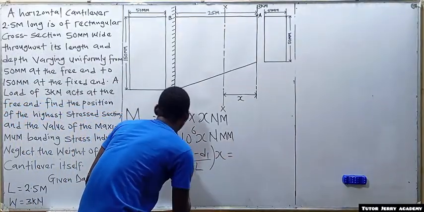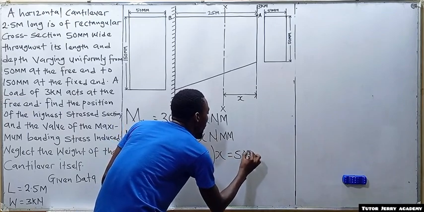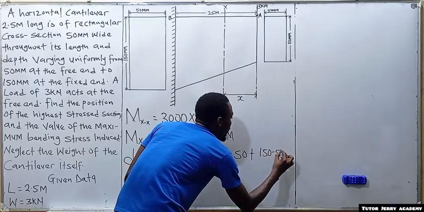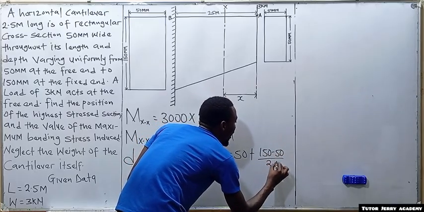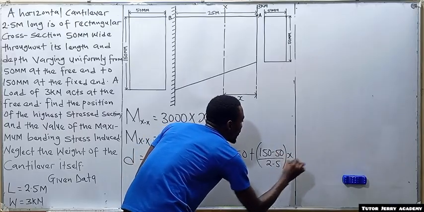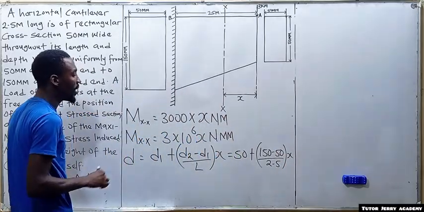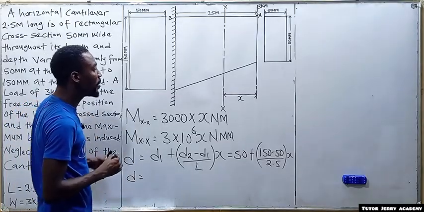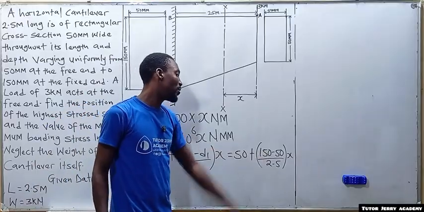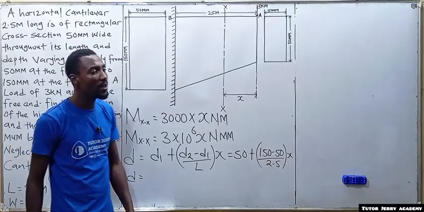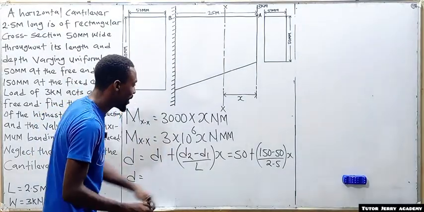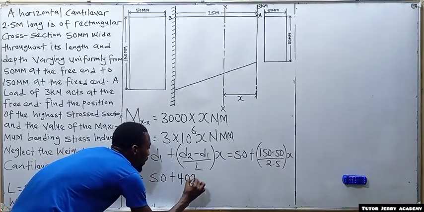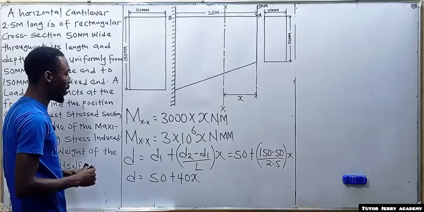All right, so if we substitute now, what are we going to have? This is equal to 50 plus 150 minus 50 divided by 2.5 multiplied by S. If we do that, we are going to have D equal to 50 plus, 150 minus 50 is 100, and 100 divided by 2.5 is 40. So that is going to be 50 plus 40S. All right, so that is our depth.